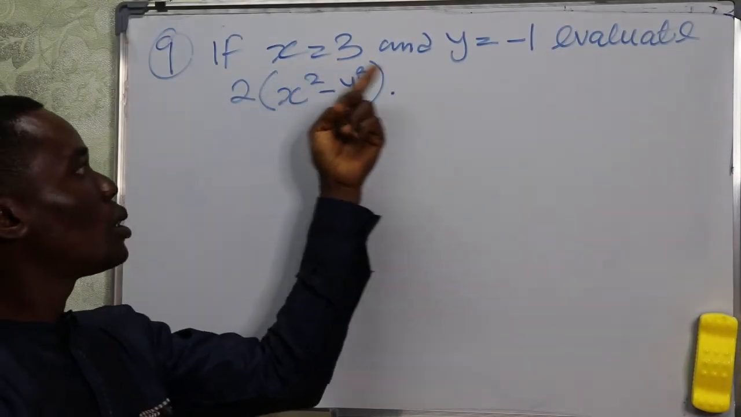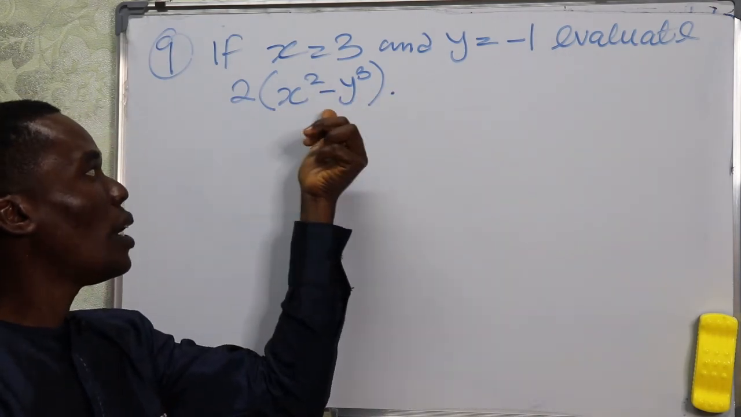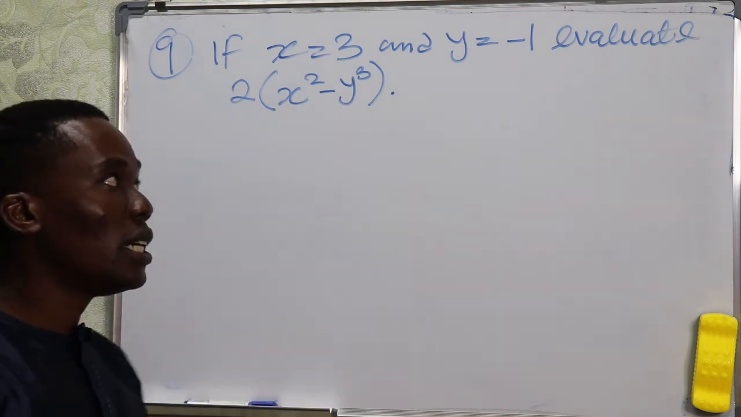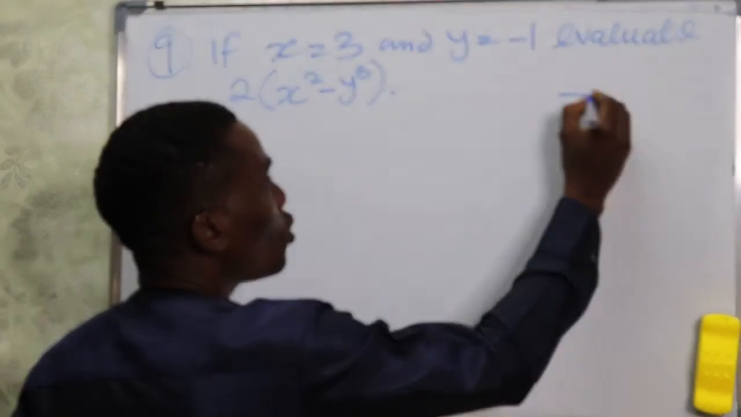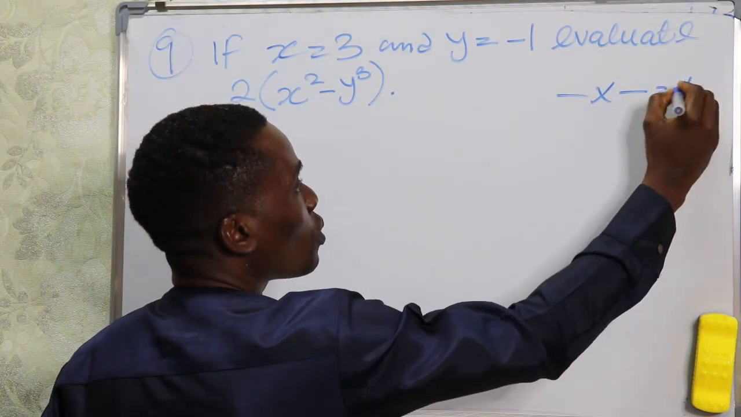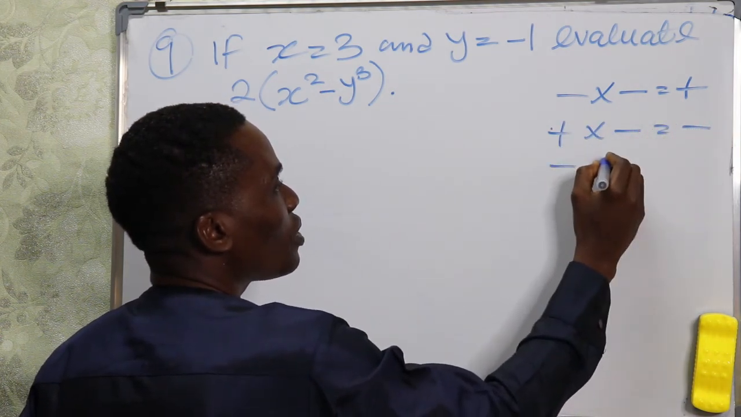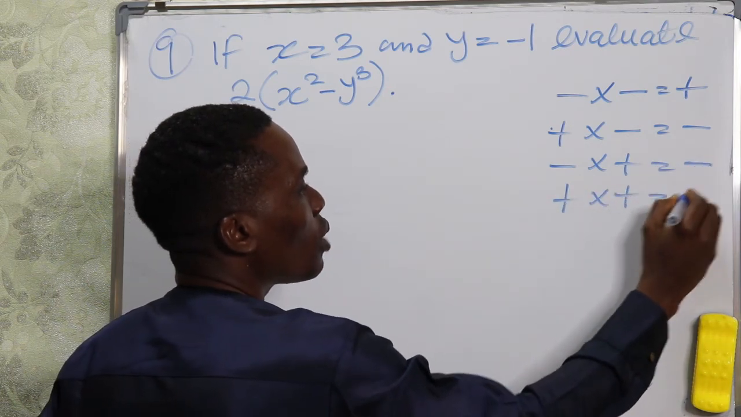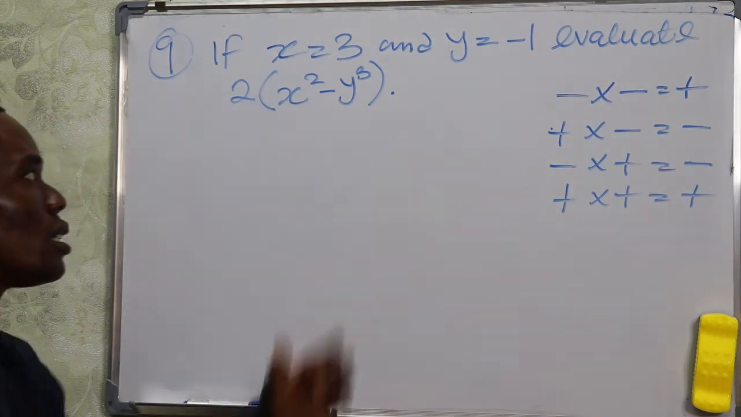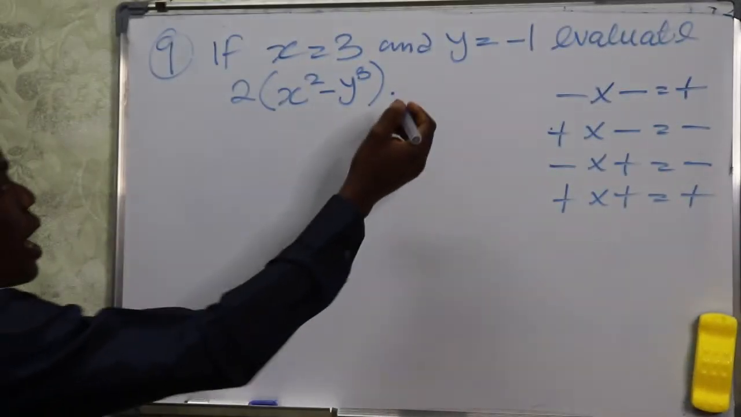If x is equal to 3 and y is equal to minus 1, you are asked to evaluate 2 into bracket x squared minus y raised to power 3. Now this question is meant to evaluate your ability on the multiplication of signs. Remember, in mathematics we know our minus times minus to be equal to plus, plus times minus to be equal to minus, minus times plus to be equal to minus, and plus times plus to be equal to plus. So this question is meant to test your ability in manipulating signs. Now let's solve.